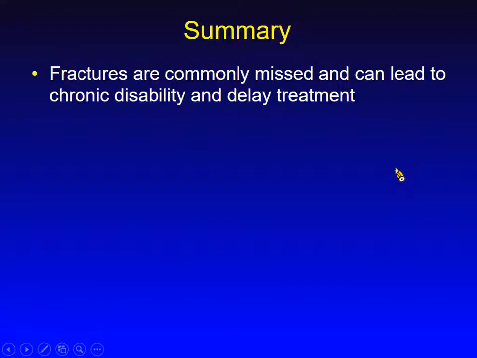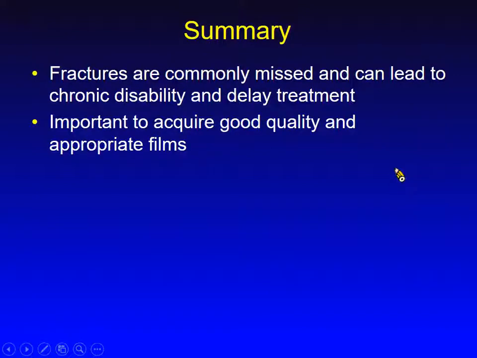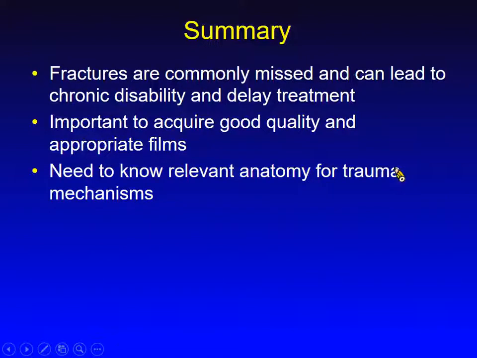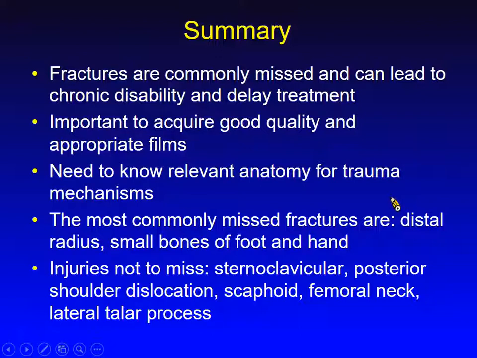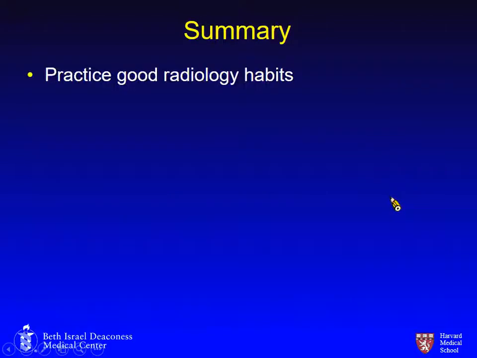So, in summary, fractures are commonly missed, and this can lead to chronic disability and delayed treatment. It's important to acquire really good quality films and the appropriate films. You need to know the relevant anatomy for the trauma mechanisms. Remember that the most commonly missed fractures are those in the distal radius and small bones of the foot and hand. And there's a couple of injuries that you don't want to miss because they can have some high consequences. Ones that we talked about: the sternoclavicular joint, the posterior shoulder dislocation, scaphoid, femoral neck, and the lateral process of the talus. Practice good radiology habits.